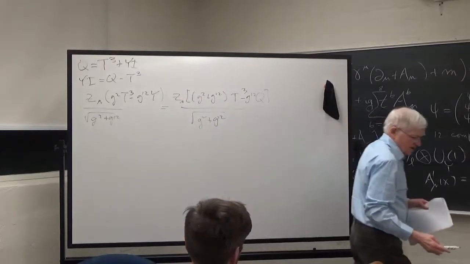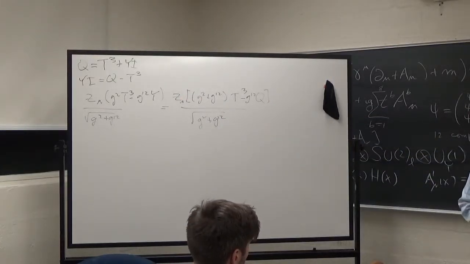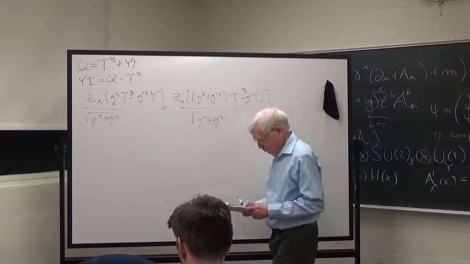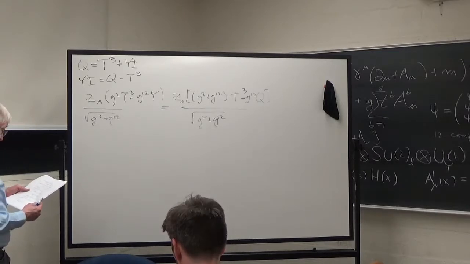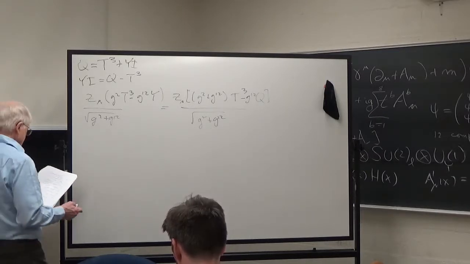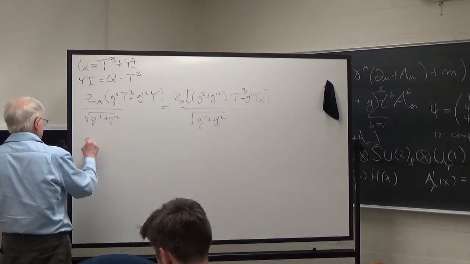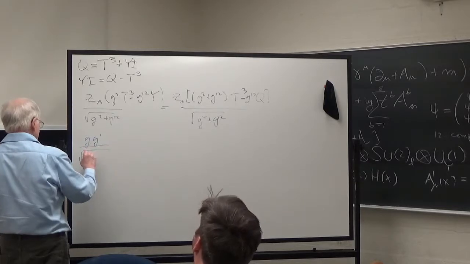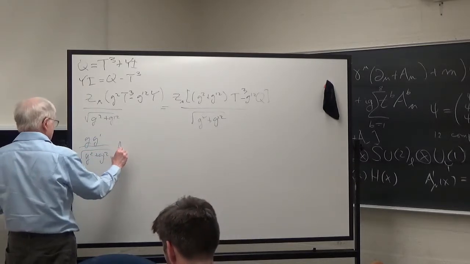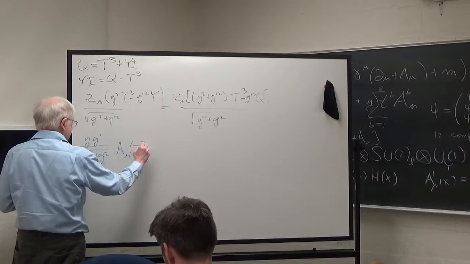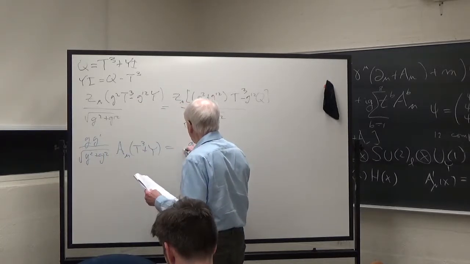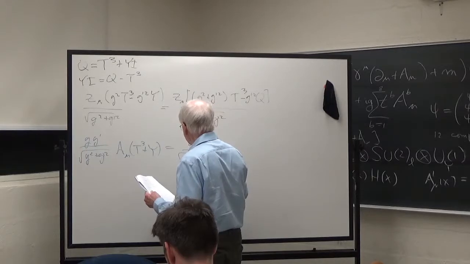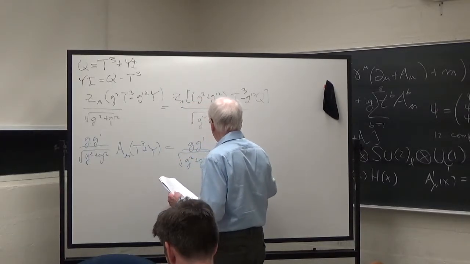Now the photon term is g g prime over the square root of g squared plus g prime squared, A mu, times T3 plus Y, and this is g g prime over the square root of g squared plus g prime squared, A mu, and it's just times Q.